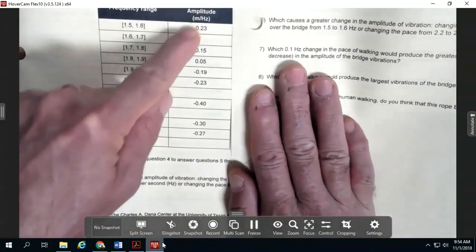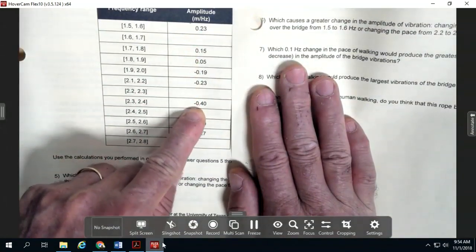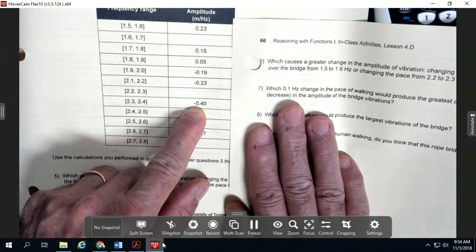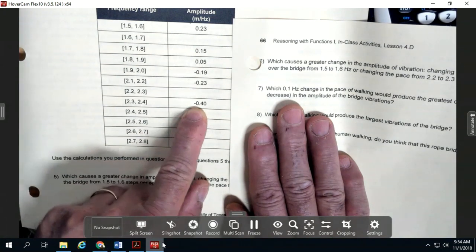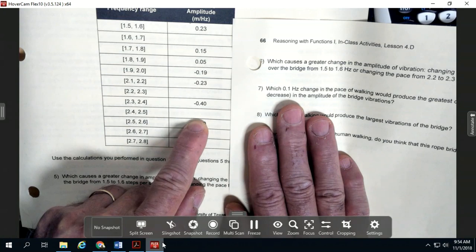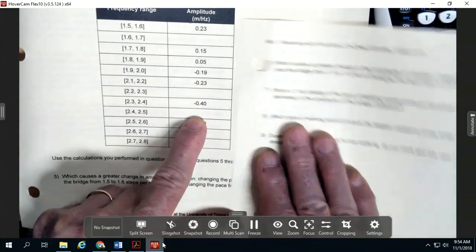Number 7. This one right here is pretty big, right? Negative 0.4. But then 2.4 to 2.5 is negative. How big a negative is it? Negative 0.41, so that is slightly bigger.